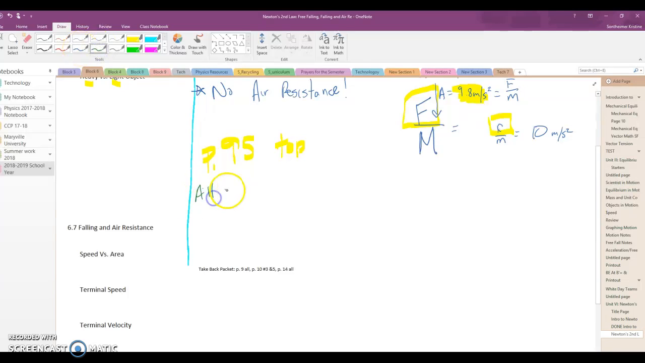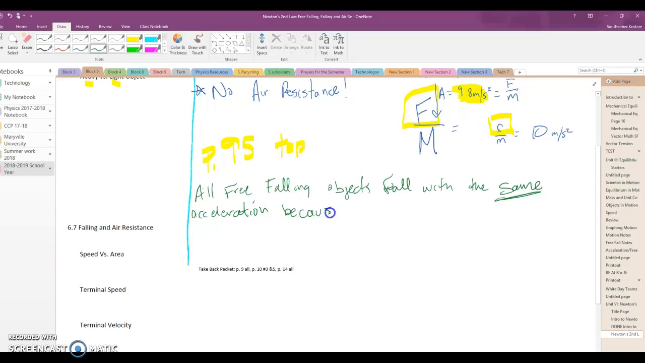All freely falling objects fall with the same acceleration because the net force on objects is only its weight, and the ratio of weight to mass.